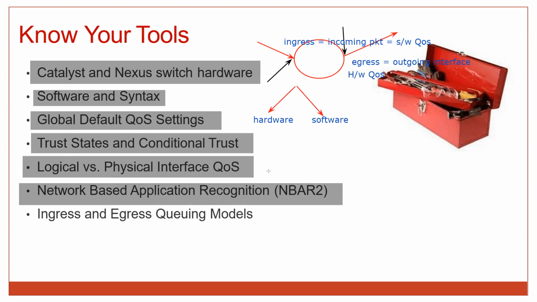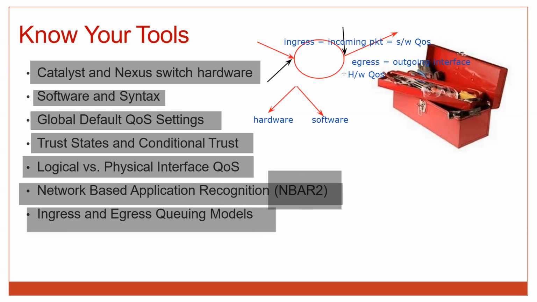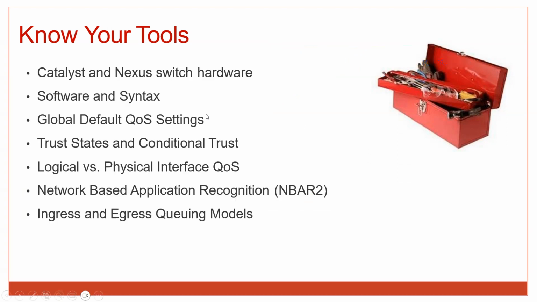Now this NBAR is actually like a revolution in the networking domain. Why it is, I will explain to you. And then you can apply it to the ingress and egress queuing. So before moving any further, I just want to explain to you about NBAR, Network-Based Application Recognition protocol. And you will see that Cisco is telling that they have NBAR2.